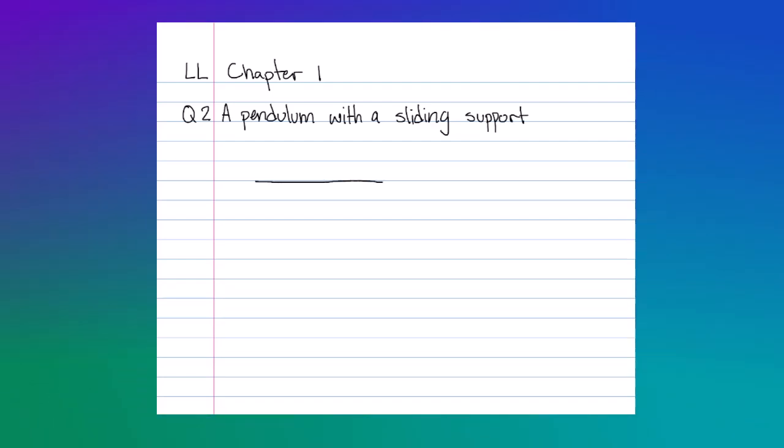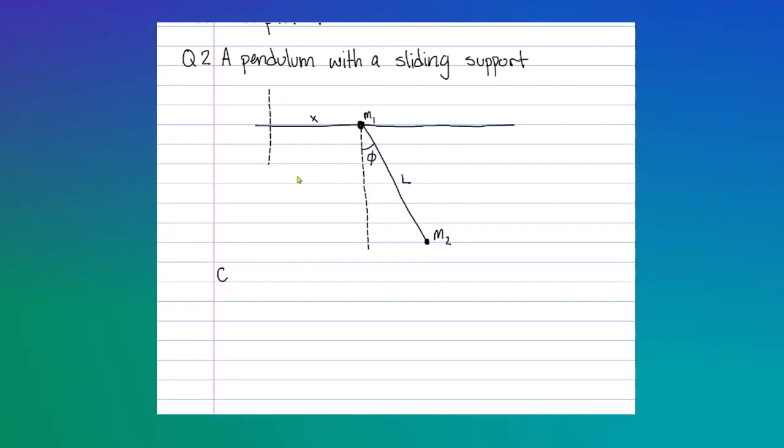So we're going to start by drawing a diagram with a horizontal line representing the path along which the support can slide. The support has a mass of m1, and the end of the pendulum has a mass of m2, and the length of the pendulum is L. We can represent the system with two variables, phi and x.